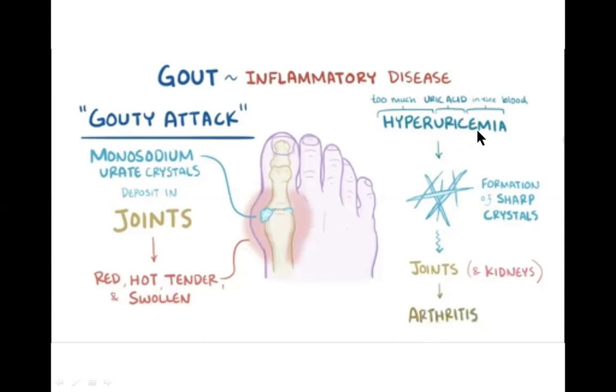That is the increased uric acid in blood. This increased uric acid in blood, that is hyperuricemia, leads to the formation of sharp crystals, which are called monosodium urate crystals. These sharp crystals usually start accumulating in low blood flow areas like joints and kidney tubules. Recurrent or excess formation of these sharp crystals will finally lead to arthritis.